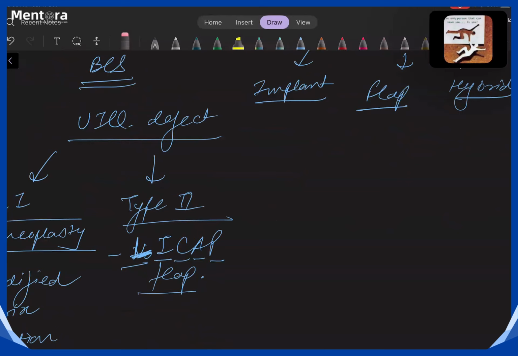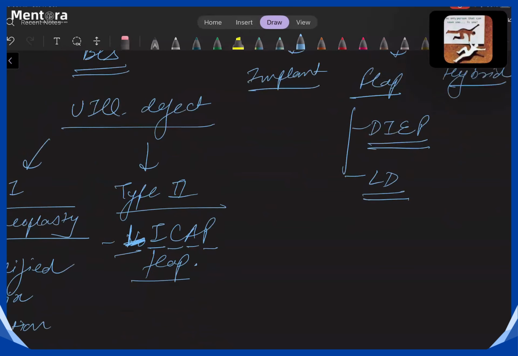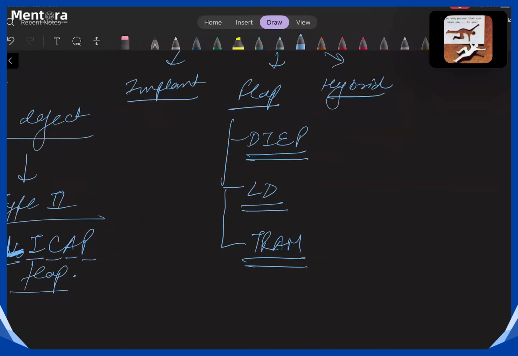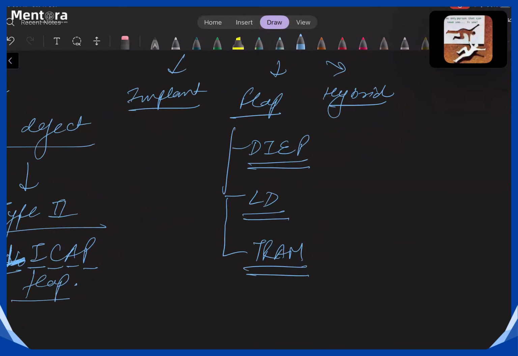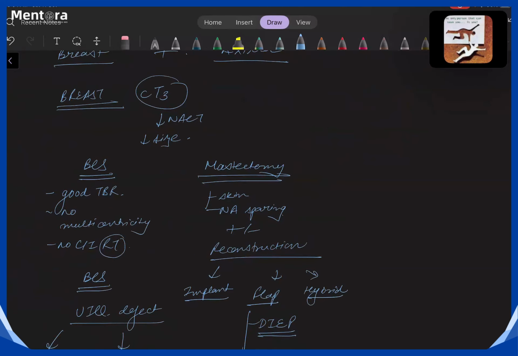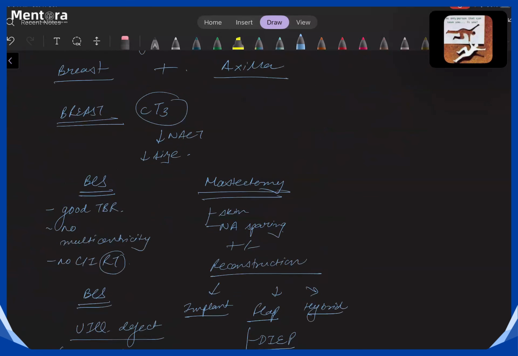In flap, we can go with a deep inferior epigastric artery perforator flap, which is a free flap, or we can go with a pedicle flap, that is a latissimus dorsi flap. We can also go for a TRAM flap, which could be either a pedicle or a free flap. Hybrid would be used in patients with a very pendulous breast where both flap and implant are used together. So this completes the management of the primary, that is the breast.